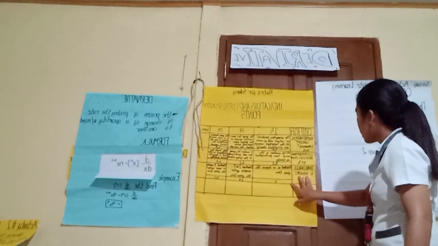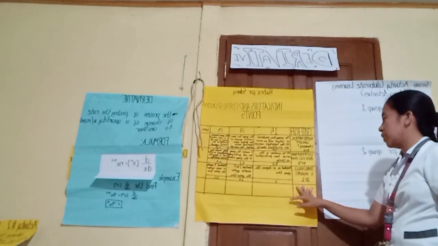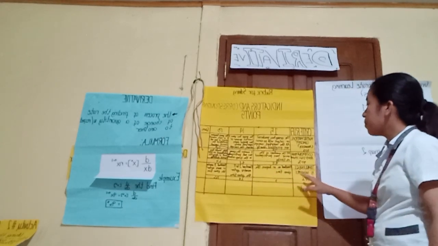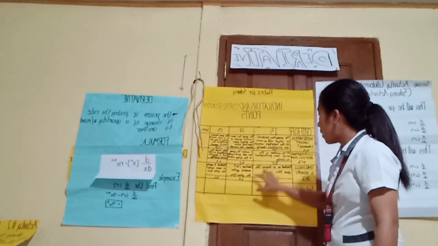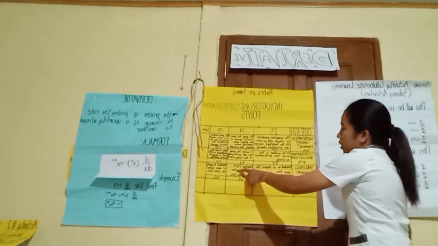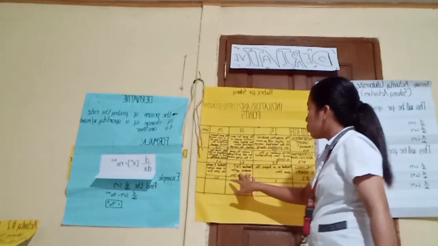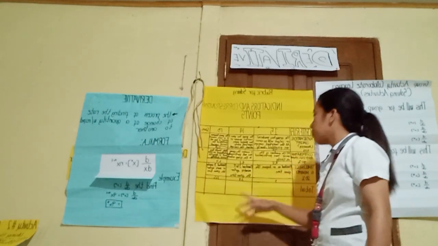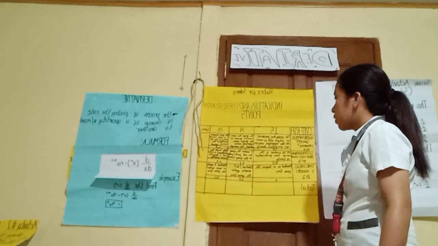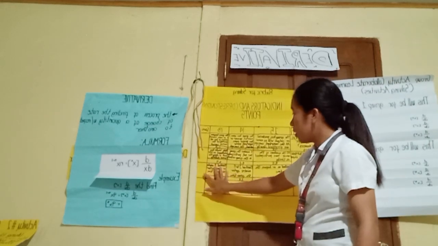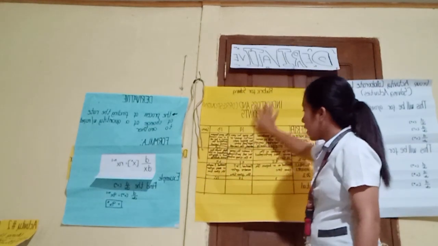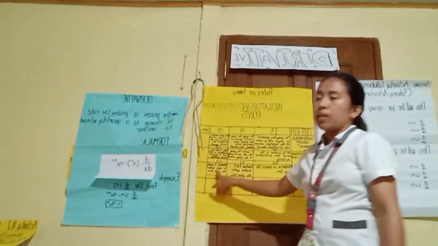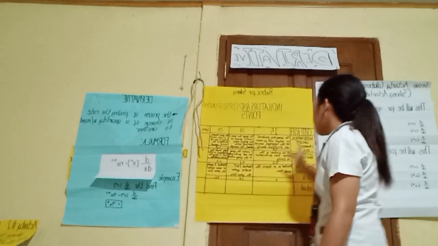Timeliness, 5 minutes, 20%. If you finish on or before the given time, you have 4.5. If you finish 1 to 2 minutes after the given time, you have 4.2. If you finish 3 minutes or more after the given time, you have 3.9 points.